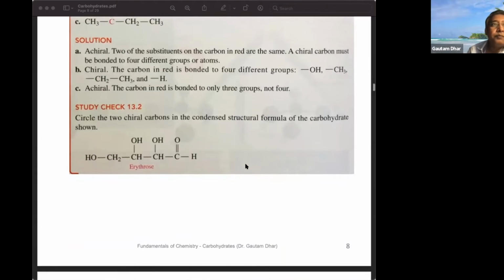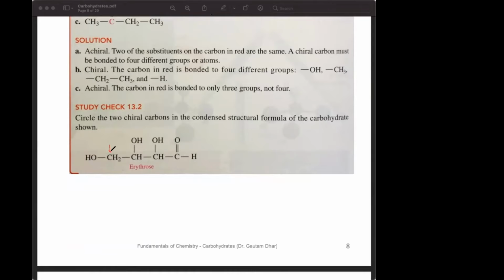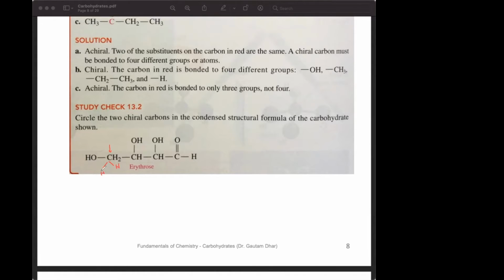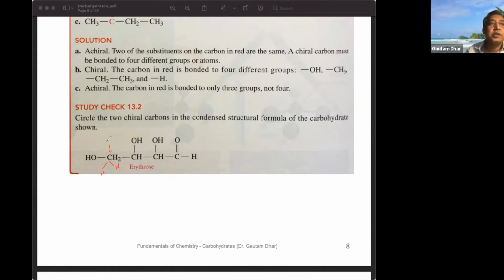How about this one? Study check: circle the two chiral carbons. First, are there four groups, and are they four different ones? Which carbons do you think are chiral? Is this one chiral? No, because there are two hydrogens. So not all four groups are different, so this is not chiral.